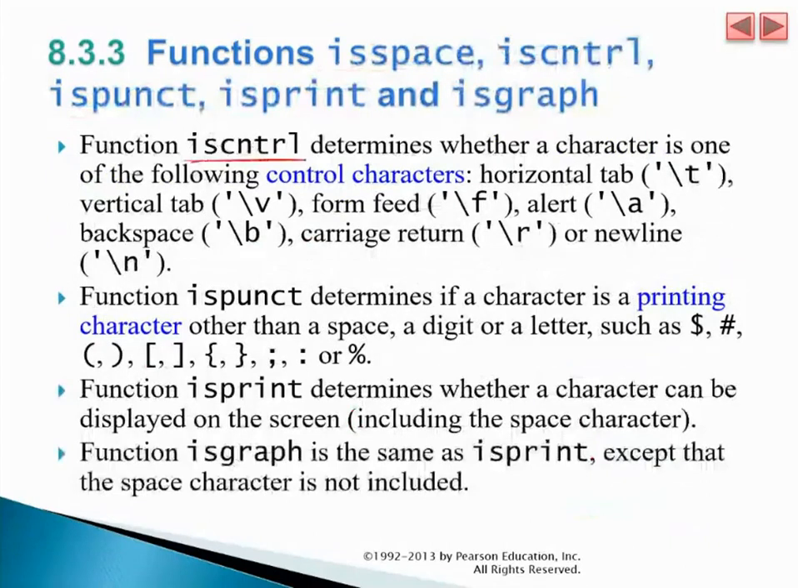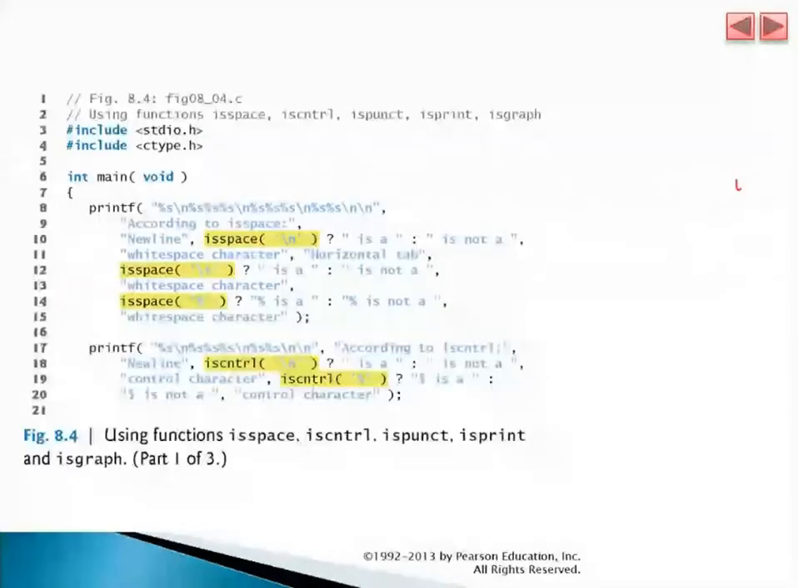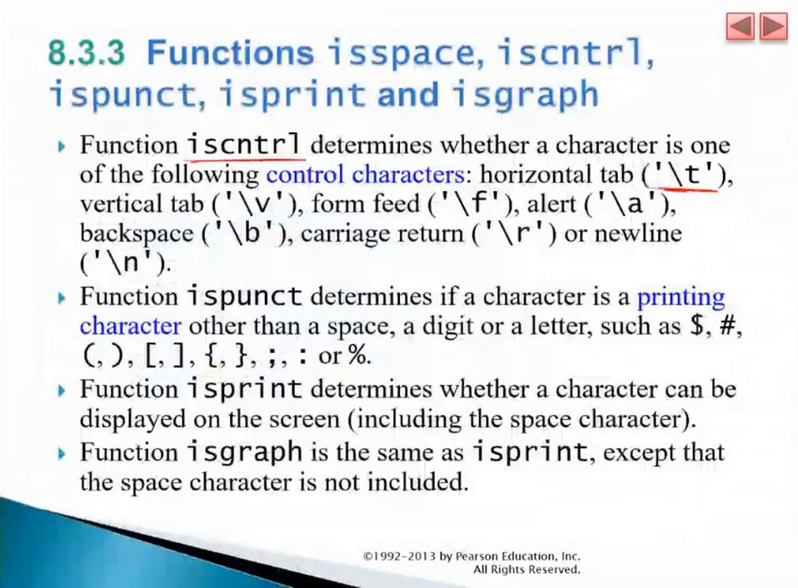Is control: there are some control characters like tab. Tab is considered a space and also a control character. Similarly, vertical tab, form feed, alert. Now this is important: alert is a control character. Whenever you want to give some signal to the program, a beep will come, for example whenever the user enters some unwanted number. So these are the control characters that can be used.